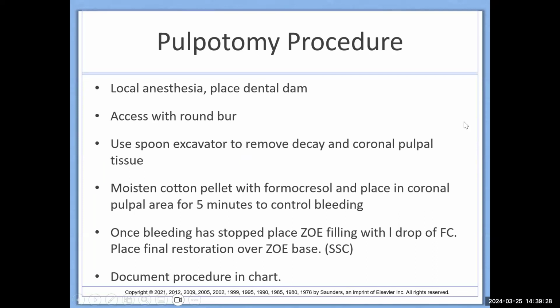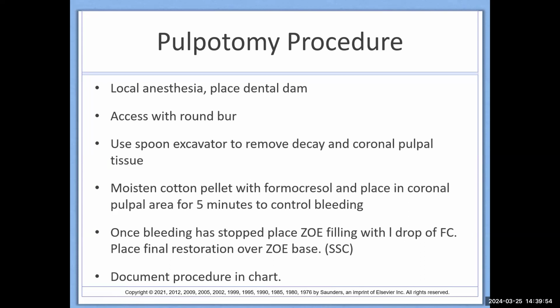But the pulpotomy procedure in detail, your book goes into it a little bit. You always want to make sure the patient's numb, right? So you give local anesthesia, and you then place the dental dam on the mouth. Then you access the tooth with a round burr. After you access it, you drill it a little bit and you expose the nerve. You use a spoon excavator to remove the decay, or rather the coronal portion or the coronal pulpal tissue.